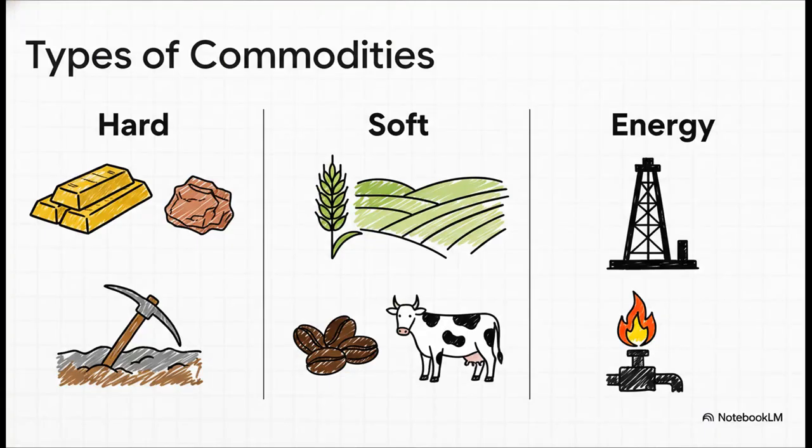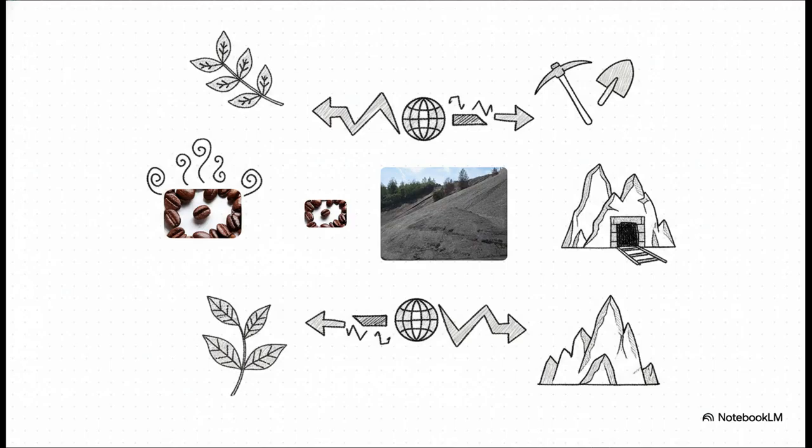So the classic way to split them up is between hard and soft commodities. Hard commodities are mined or extracted from the earth, things like gold, copper, iron ore. Soft commodities, on the other hand, are agricultural products. They are grown or raised, like wheat, coffee, sugar, and livestock. And then there's a third huge group, energy commodities, like crude oil and natural gas, that basically fuel our entire economy.